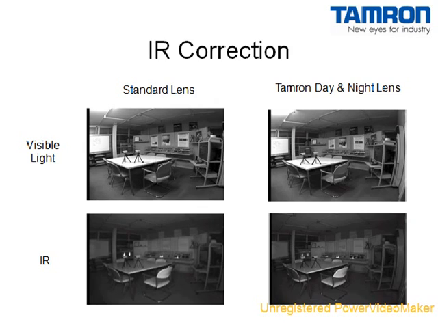Now compare this image to the one taken using the Tamron day and night lens on the bottom right. The Tamron day and night lens corrects for focus shift and maintains image clarity and sharpness even in infrared lighting.